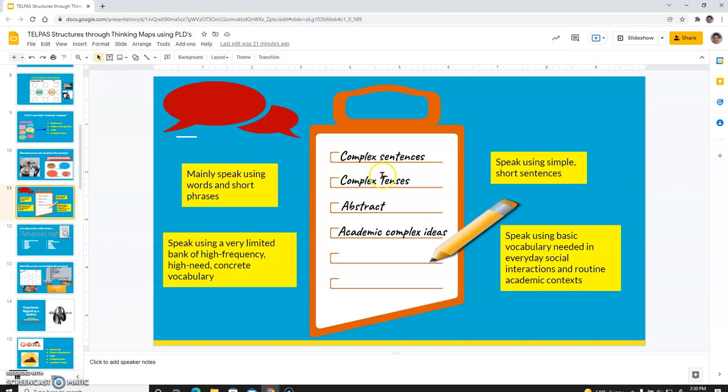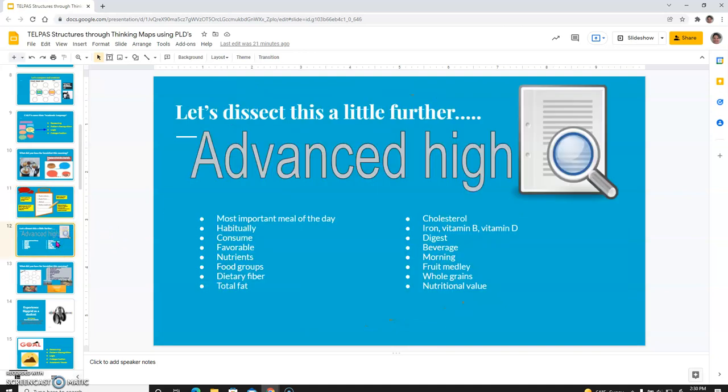Did they use complex sentences, tenses? Were their thoughts abstract? Did they use any academic vocabulary or complex ideas? Or did they actually do more of the outside pieces, using simple and short basic questions, but use basic vocabulary? And so we know what the obvious answer is. The point of that is that if I were the teacher and I asked students, and if that's my expectation, that means that I need to raise my expectation.